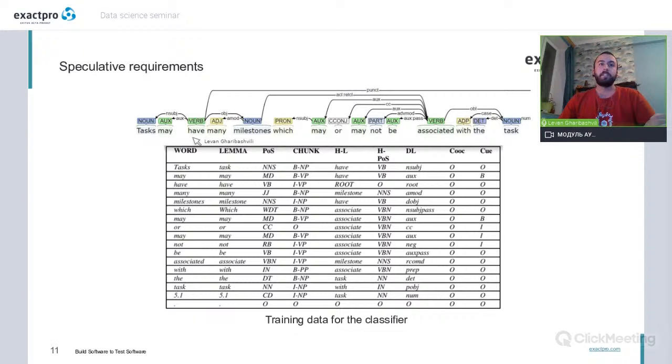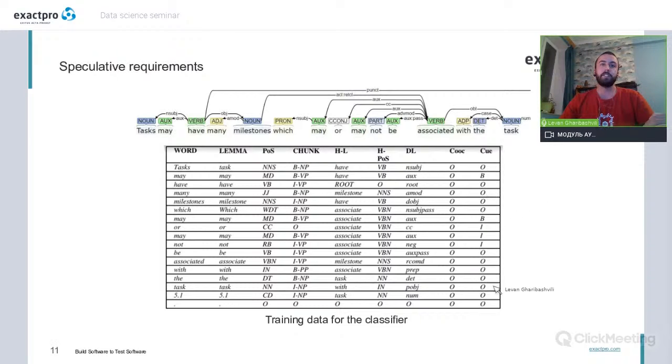For example, we have this sentence: Tasks may have many milestones which may or may not be associated with the task. Here we have 2 different uncertainty cues. We have "may" here, and we also have "may or may not". This is actually a whole phrase. So uncertainty cues may not just be words, but they can also be whole phrases. And you can ignore this middle part for now. I will talk about that.